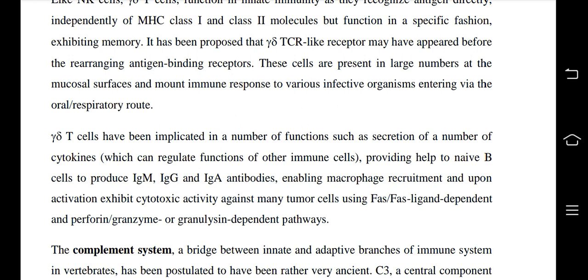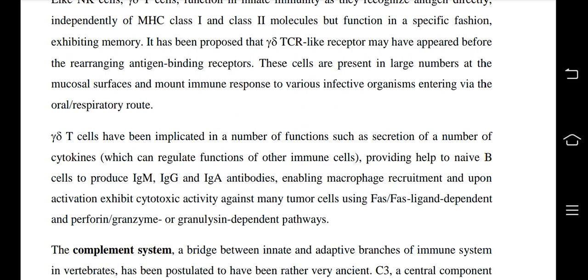Gamma delta T cells have been implicated in a number of functions, such as secretion of a number of cytokines which can regulate the function of other immune cells, providing help to naive B cells to produce IgM, IgT, and IgA antibodies, enabling macrophage recruitment, and upon activation exhibiting cytotoxic activity against many tumor cells using Fas ligand dependent and perforin granzyme or granulysin dependent pathways.